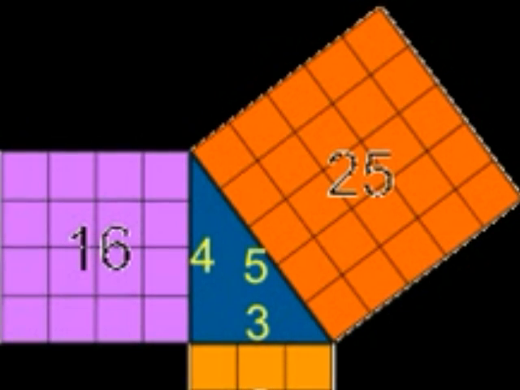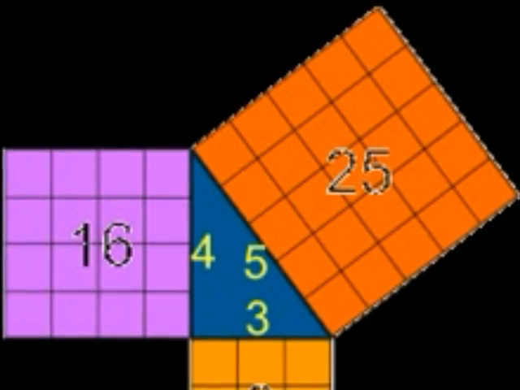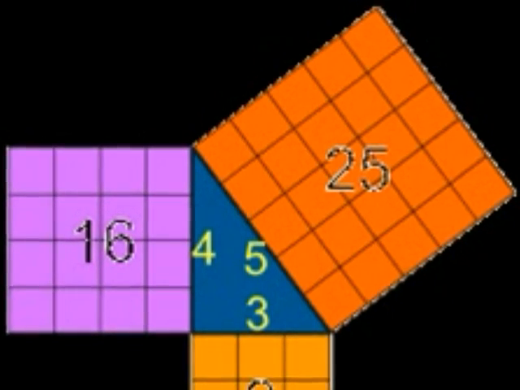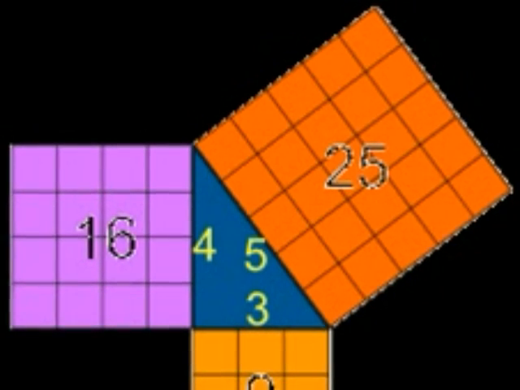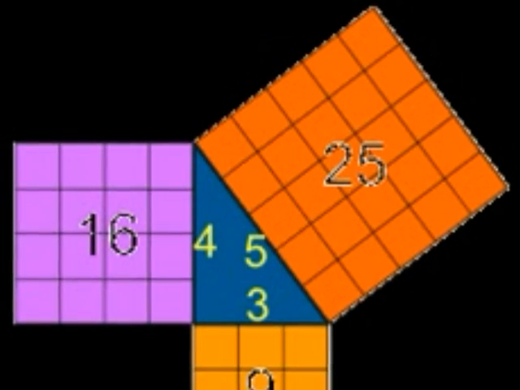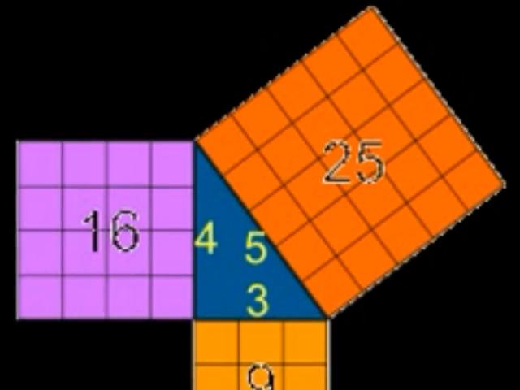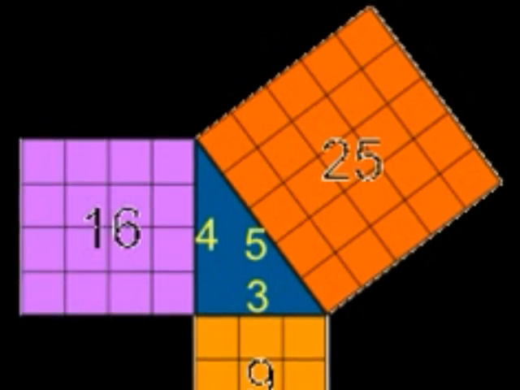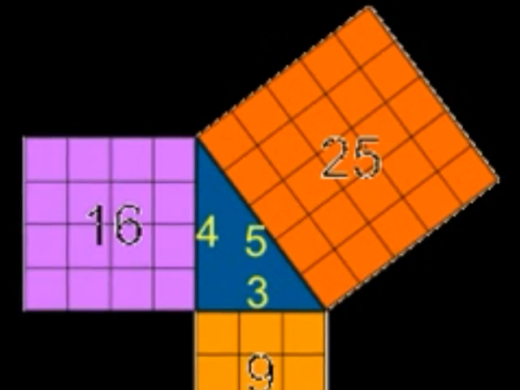The Pythagorean theorem basically talks about a triangle, and it basically states that a squared plus b squared equals c squared. For a basic explanation of this statement, it basically says that the square of one leg added to the square of another leg equals the square of the hypotenuse.